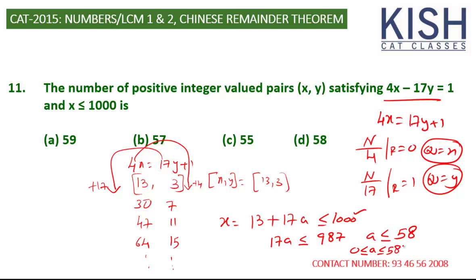So it means that it can take 59 terms. It's not 58. A equal to 0, then that's going to be 13. A equal to 58, then that's going to be closer to 1000. Carefully here. It's not 58. Look at the answer options. One answer option is 59, 57, 55, 58. It's 59 values. 59. There is every possibility that a candidate can probably mark 58 even after finding the solution.